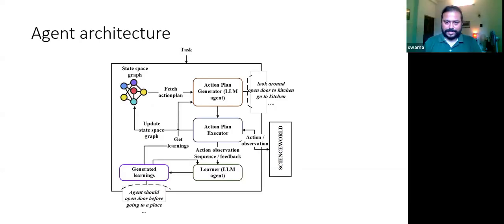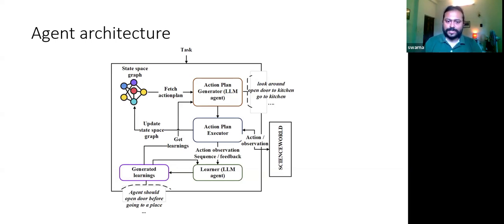Okay, so this is the agent architecture. Here we have the state space graph where all the state space is getting learned. And once a certain state space has been learned, exploitation is done and an action plan is picked from the graph. That action plan serves as the first part of the action plan that needs to be carried out in the environment to reach the goal.